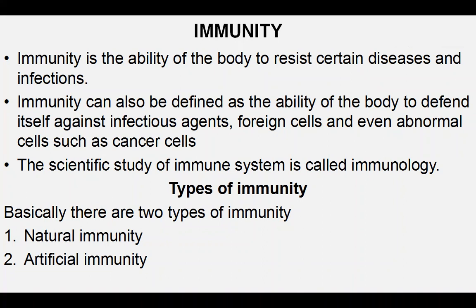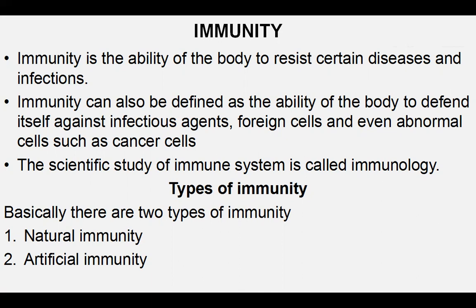So immunity can also be defined as the ability of the body to defend itself against various infectious agents, foreign cells, and even abnormal cells such as cancer cells. The scientific study of the immune system is called immunology. Now let's see the types of immunity.